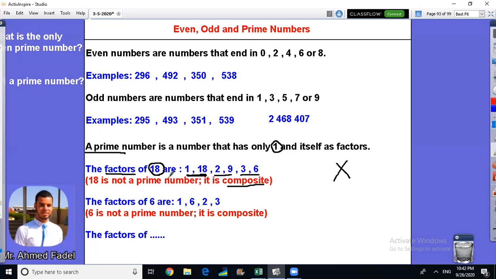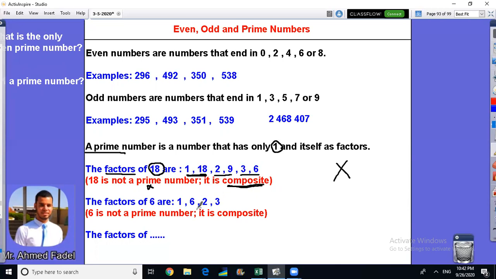If it's not only 1 and that number, like here, 1 and 18 only, but we have other factors, then it is a composite number. It is not a prime number. Okay, so this is what's written here in red. 18 is not a prime number, it is composite. All right, let's have a look at another example that might make it simpler for those who do not remember this lesson very well.